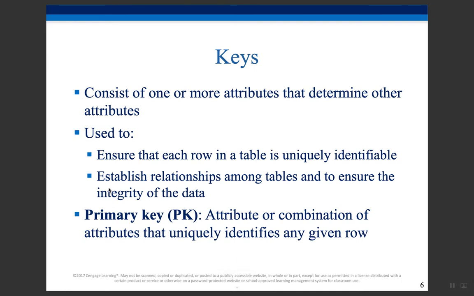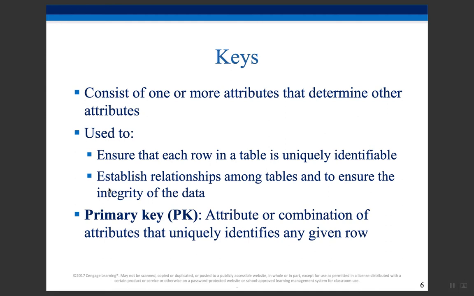So we talked about keys. Once again, the thing that makes each row in that table unique is a key. A key can be one field, or it could be more than one field. It ensures that each row in the table is uniquely identifiable and establishes a relationship amongst tables. That's what a key is used for.